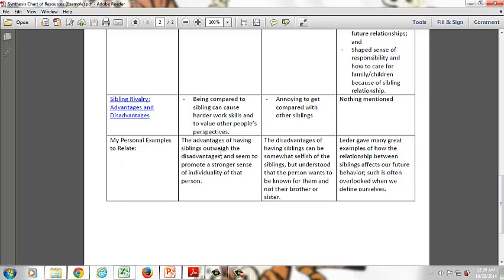And it seems to be able to promote a stronger sense of individuality of that one person, especially as they're shaped towards their future. Because obviously we grow up in a household. If you do grow up in a household with siblings, at some point you do move on your own. And so you have become defined by your siblings and how you've interacted with them and what you've developed from them. So this was just honestly my own thoughts.